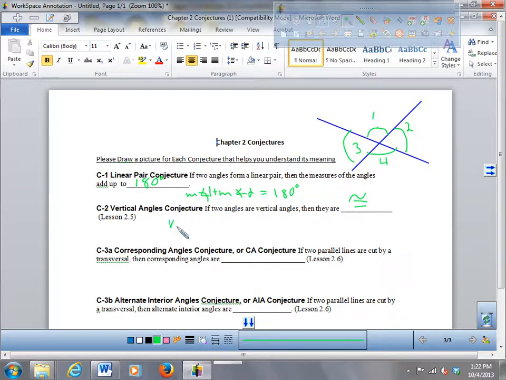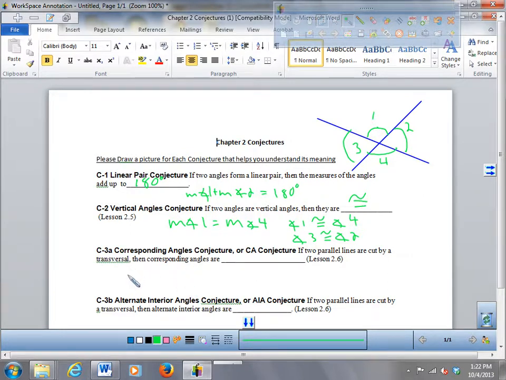So you could write the measure of angle 1 is equal to the measure of angle 4, or you could just say that angle 1 is congruent to angle 4. And those are vertical angles. This and this. Who can give me another pair of vertical angles? Other than John. Sawyer. 3 and 2. Angle 3 is congruent to angle 2. Okay? We're good with that? Is that easy? That's easy. All right.